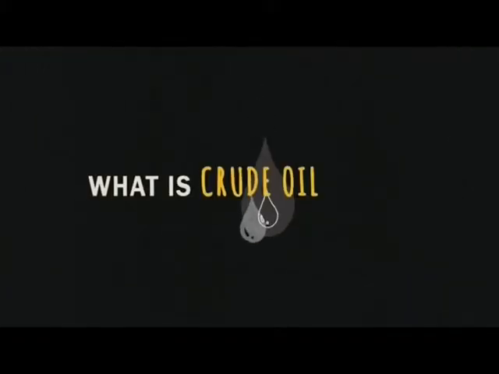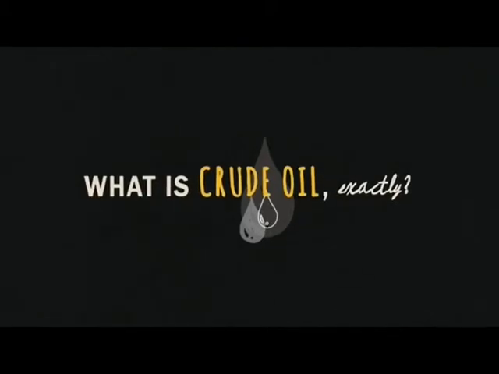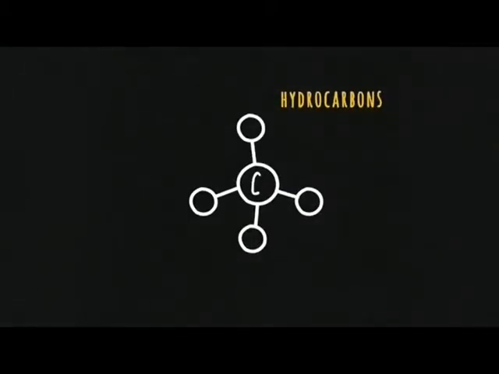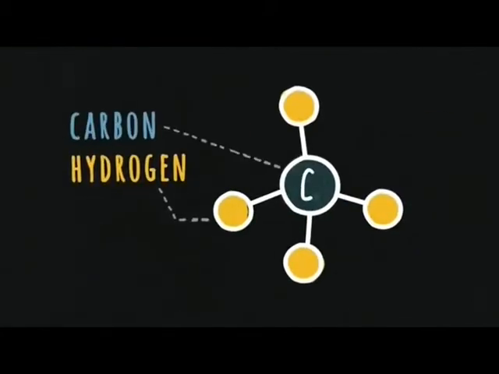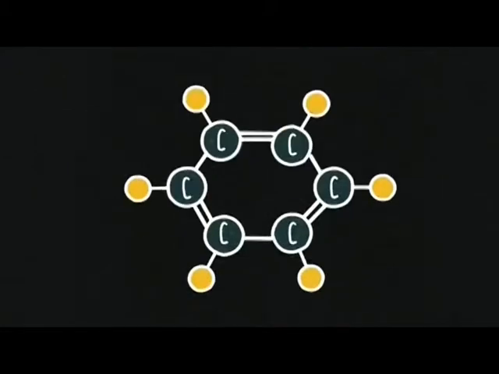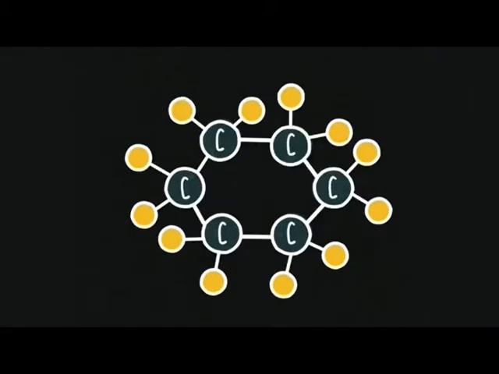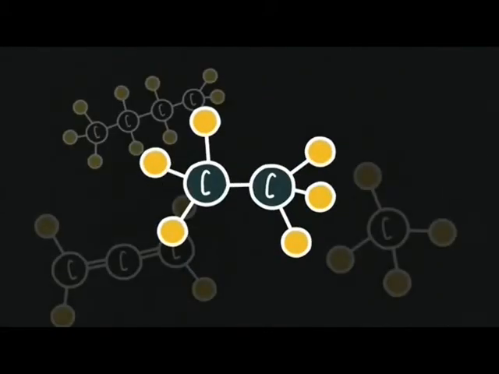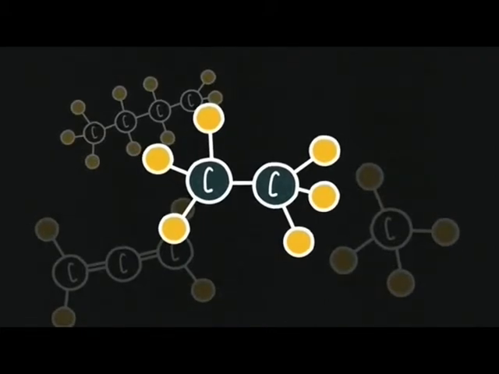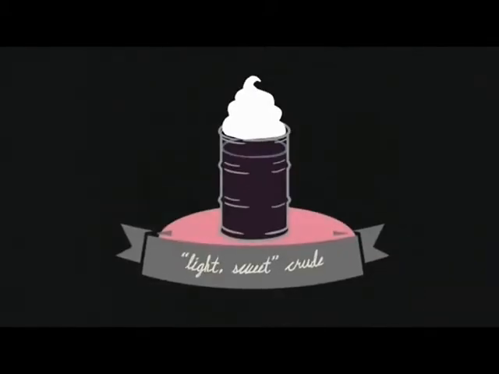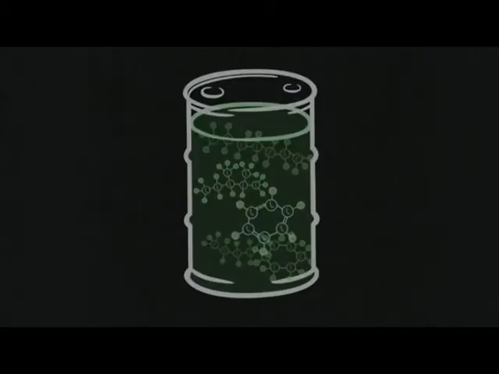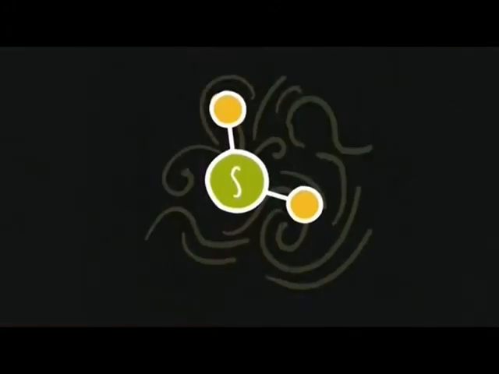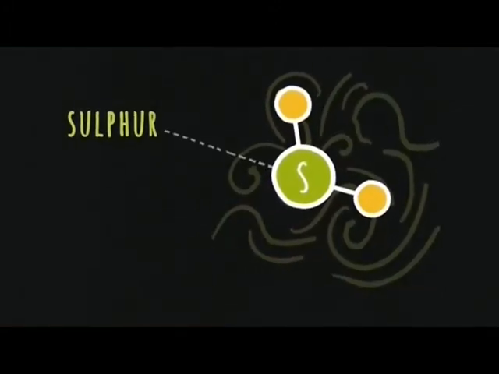What is crude oil exactly? It's a mix of different hydrocarbons of different lengths. These molecules contain both hydrogen and carbon, and they come in all kinds of sizes and configurations. Depending on the mix of hydrocarbons, you might hear someone call a kind of oil light sweet crude or heavy sour crude. Heavy crude contains more larger molecules than light crude. Whether it's sweet or sour is determined by its sulfur content. Sweet crude has little to no sulfur.